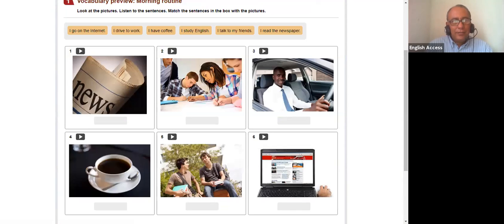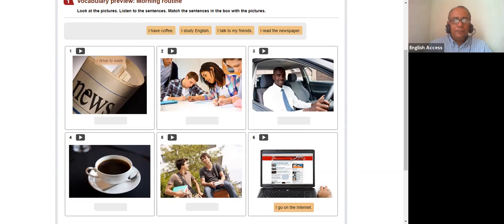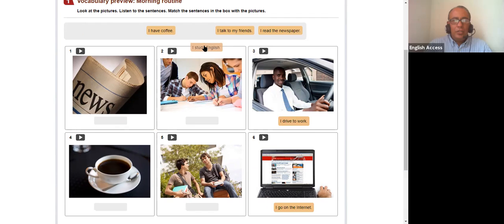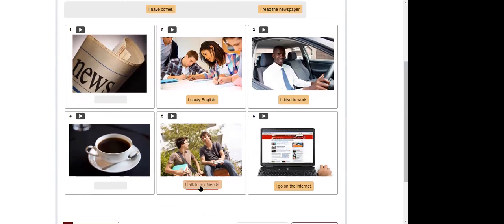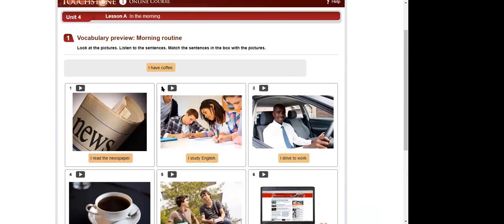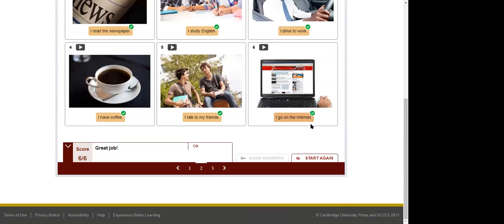Now let's check the next activity. Morning routines. Go on the internet. What is the number for go on the internet? Number 6. Drive to work. Number 3. Study English. Number 2. I talk to my friends. Number 5. I read the newspaper. Number 1. These are activities that you do in the morning.